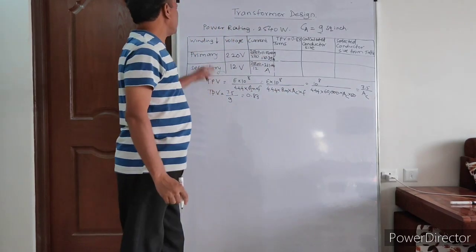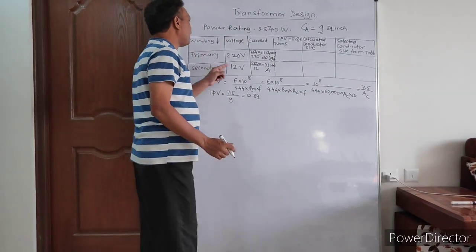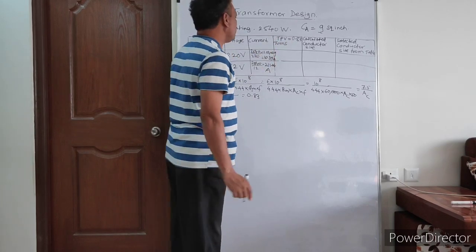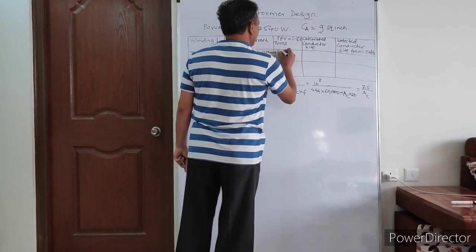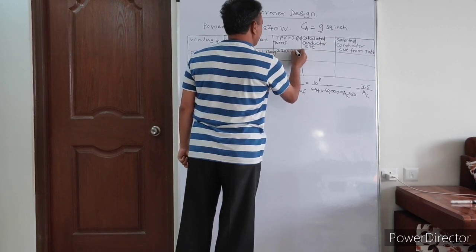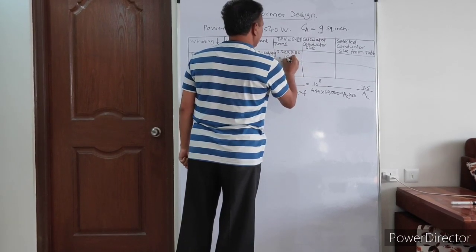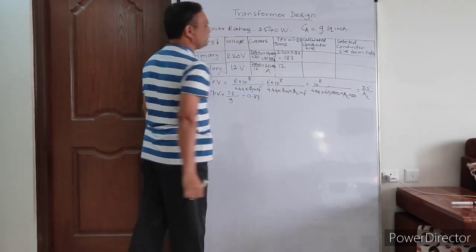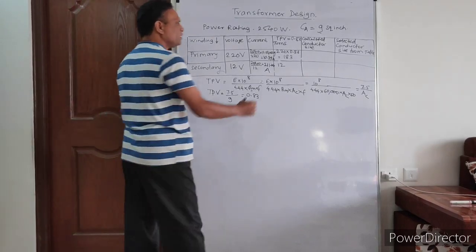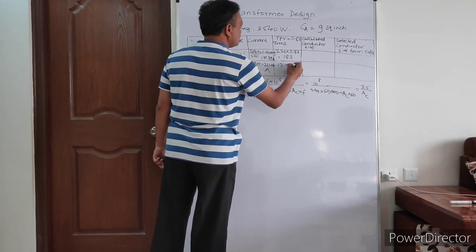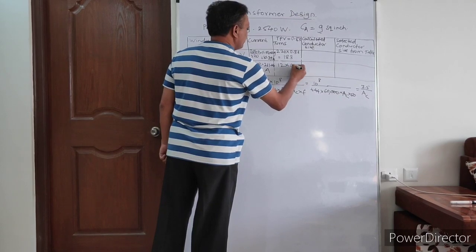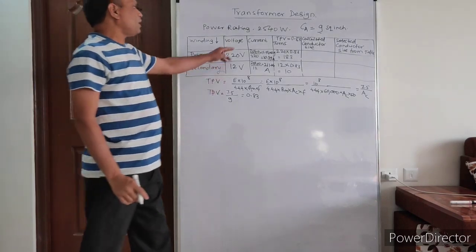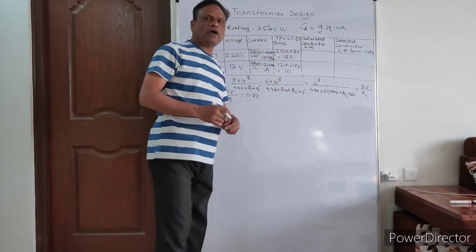Now if I want to calculate the primary turns, then I will have to multiply voltage with turns per volt. So my primary turns will be 220 into 0.83, which comes to be 183. And if I want to calculate the secondary turns, then take 12 as secondary voltage. 12 is secondary voltage, and turns per volt is 0.83, which comes to be equal to 10. So this is the calculation for another two values.